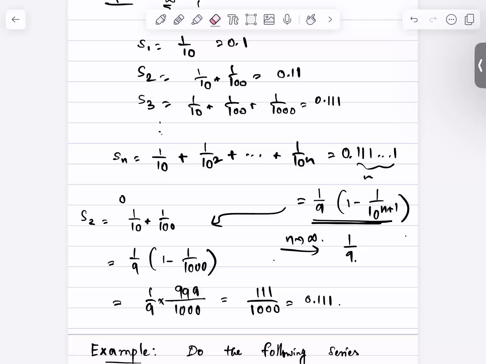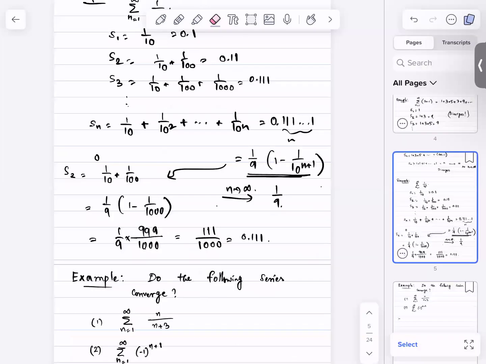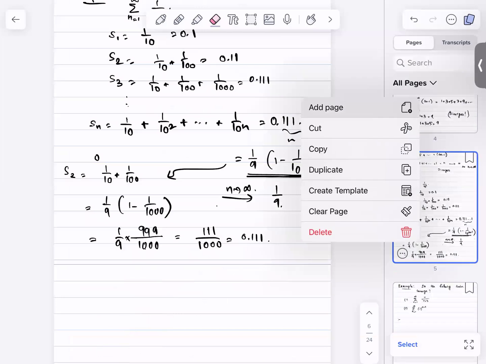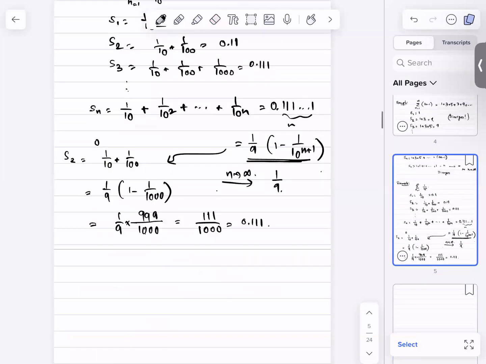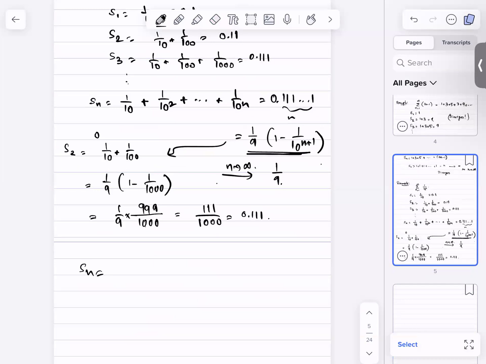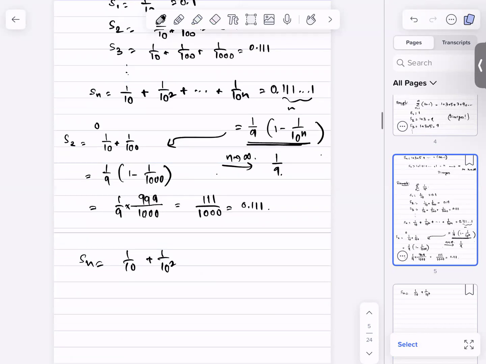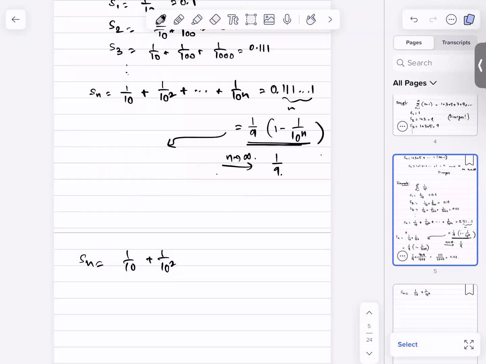Yeah, let me take one more page and explain it, because it might be important. Okay, how do I get the formula? So Sn was 1 over 10 plus 1 over 10 squared. So basically this is not actually correct. The formula should be this, I guess. Okay, so let me erase this and then write it properly.